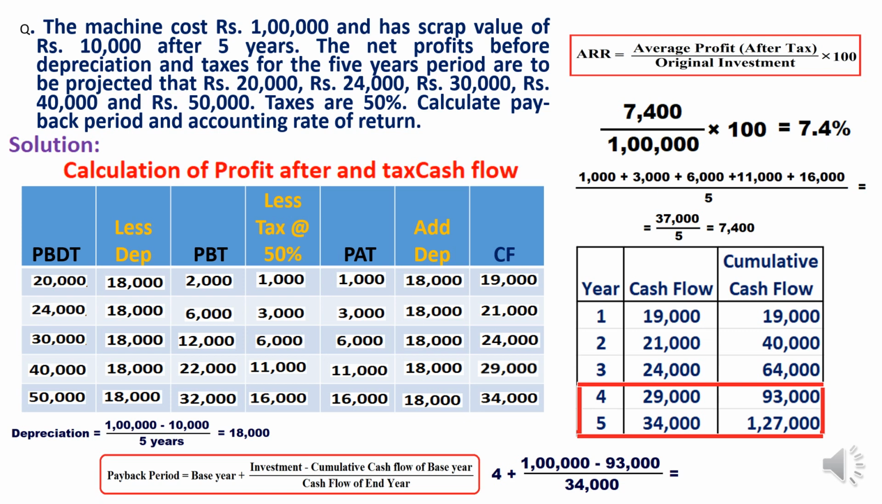So if you apply the formula, what is our base year? The year in which you got 93,000 as cumulative cash flow. So the 4th year is our base year, plus 1 lakh is our investment, minus cumulative cash flow of the base year, that is 93,000, divided by cash inflow of the end year, that is 34,000. If you simplify this equation, you will get 4 plus 7,000 divided by 34,000. Therefore, 4.2 years is our payback.